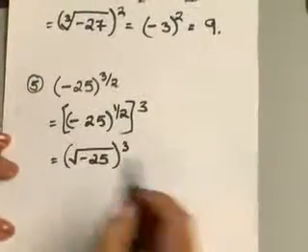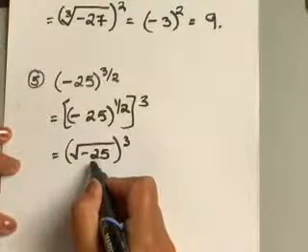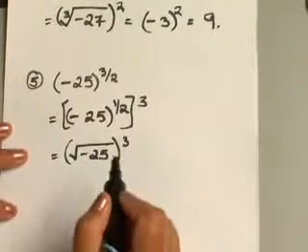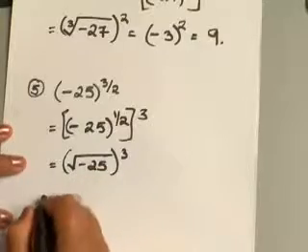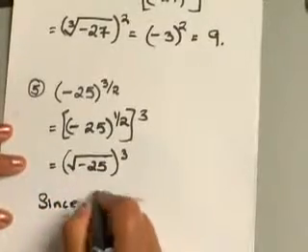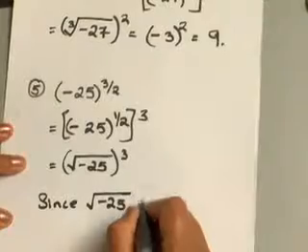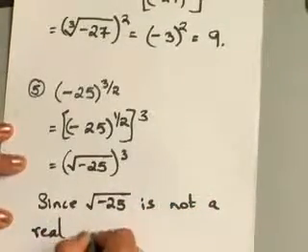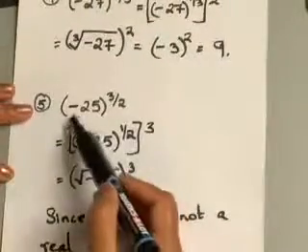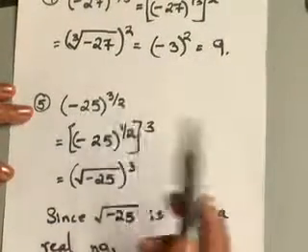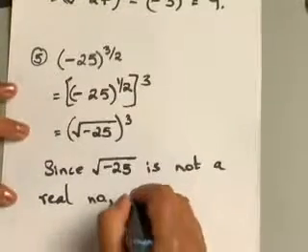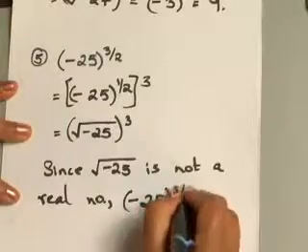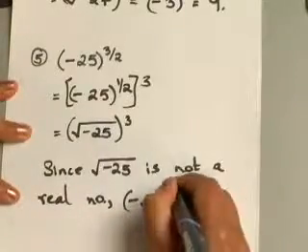Now here you will see that you end up with the square root of a negative number. Now we know that you cannot take the square root of a negative number, so since the square root of negative 25 is not a real number, we will say that the whole number here, negative 25 to the 3/2, is not a real number. So there will be no answer to this problem here.